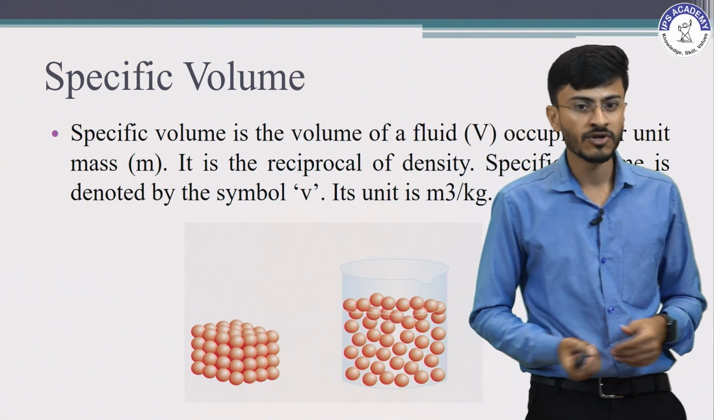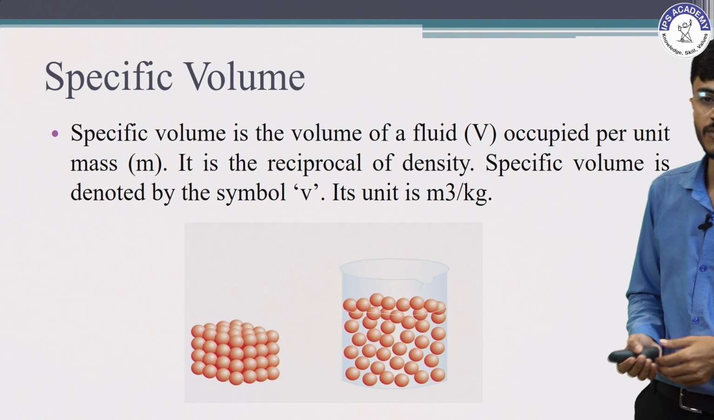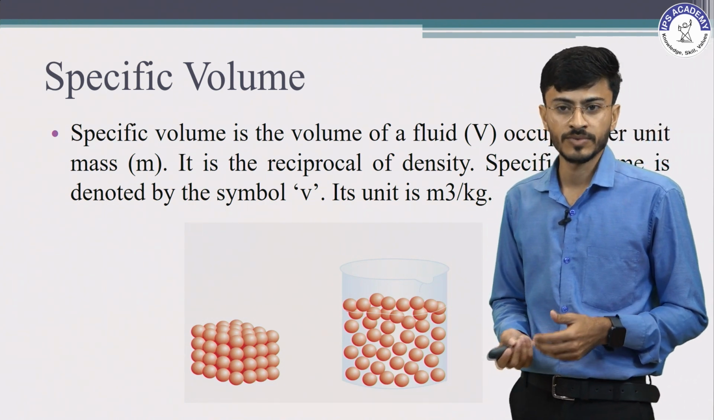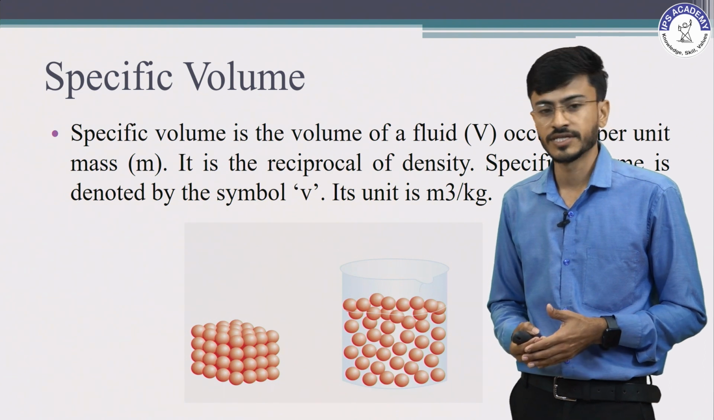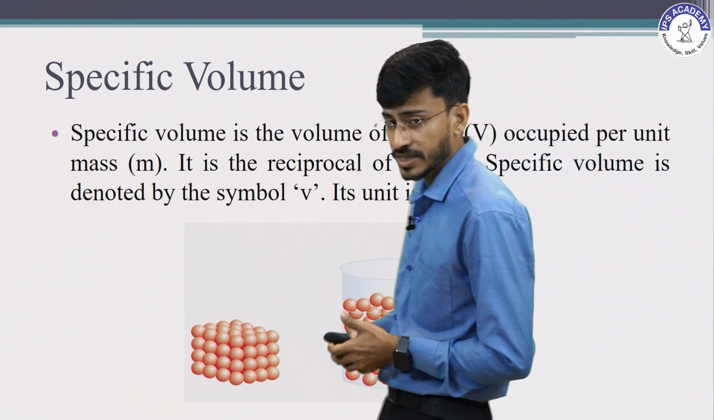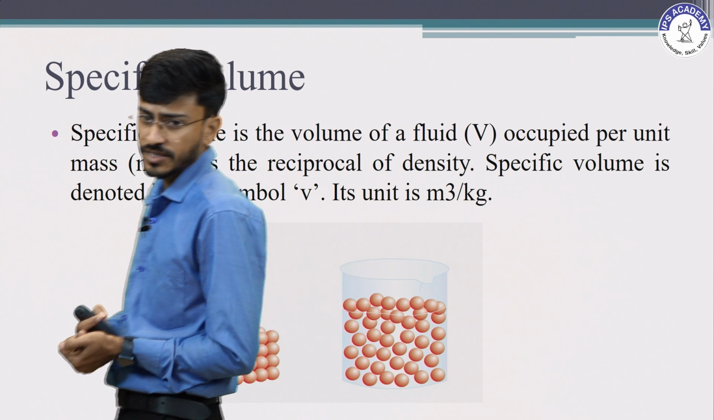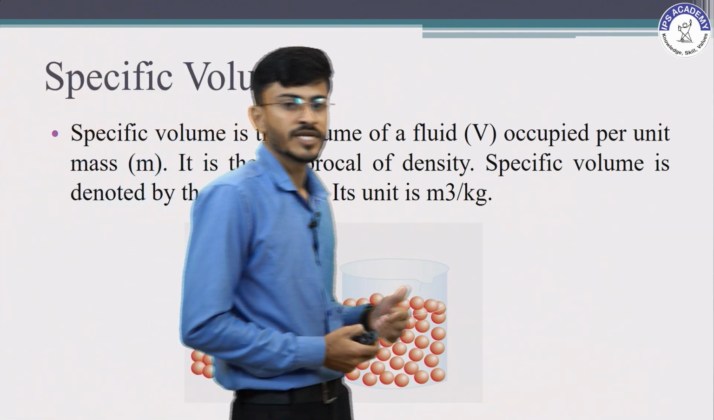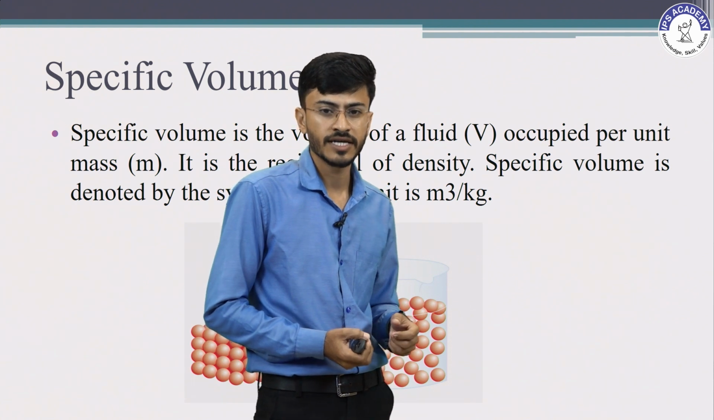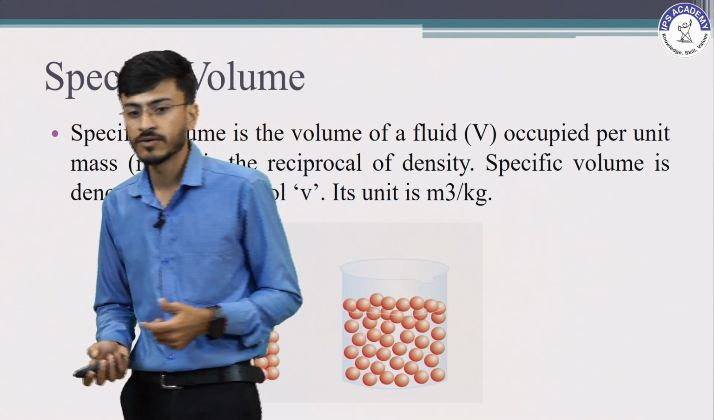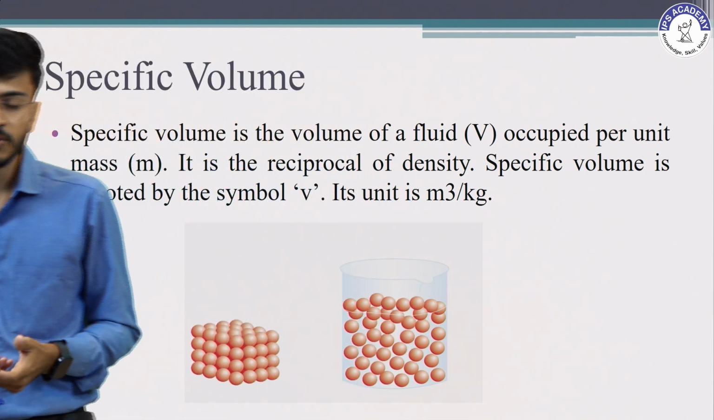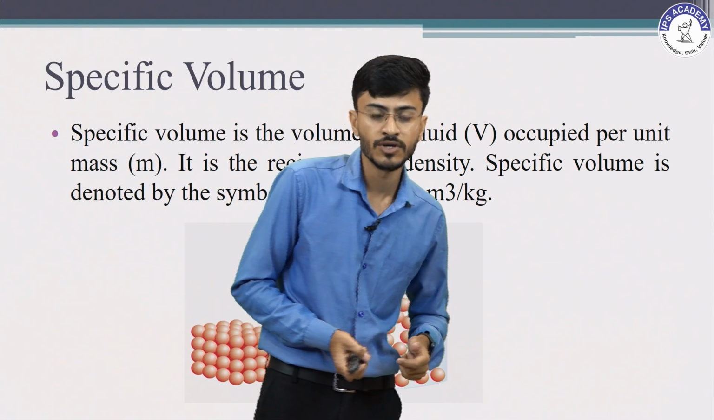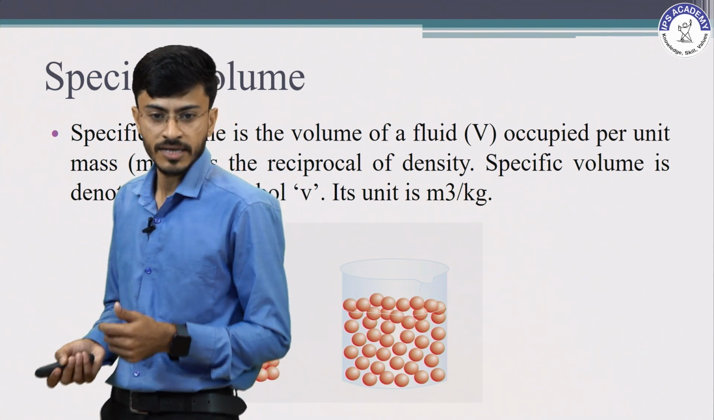Specific volume is the volume of fluid occupied per unit mass. It is the reciprocal of the density. Specific volume is denoted by V, and the unit is the reciprocal of density, so it will be meter cube per kg. Means, in general, 1 meter cube of volume containing 1 kg of mass, so the specific volume will be 1 meter cube per kg.